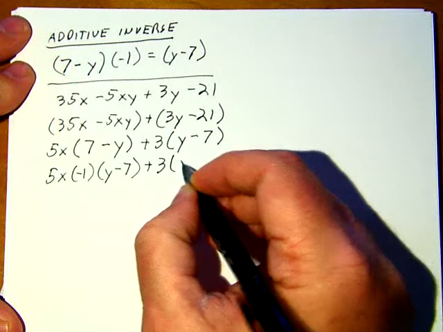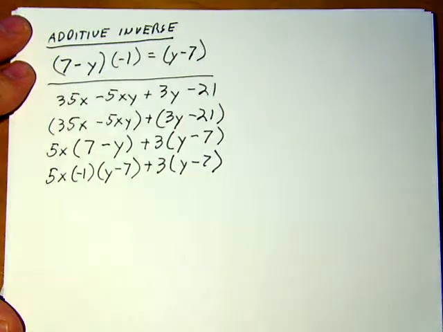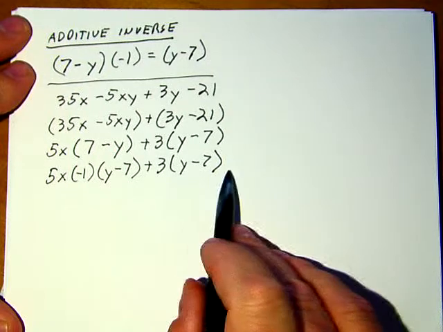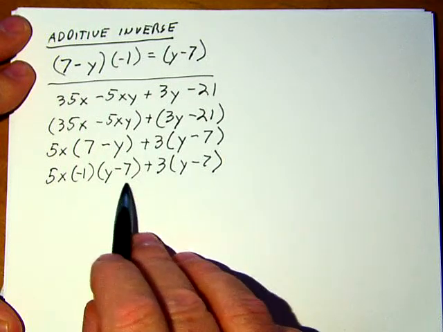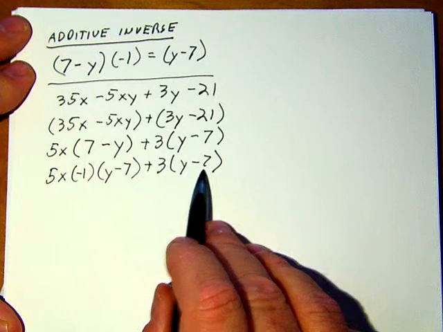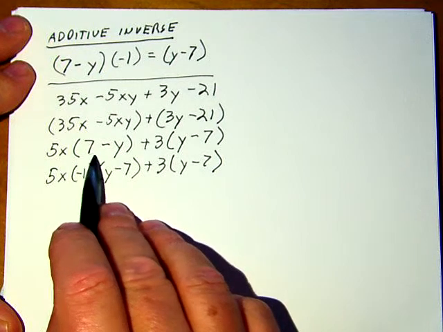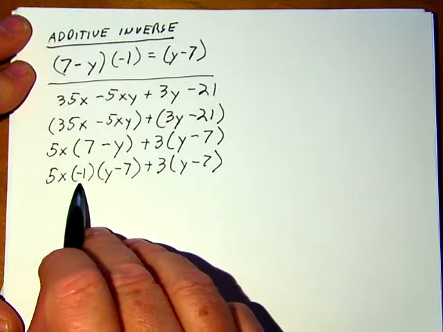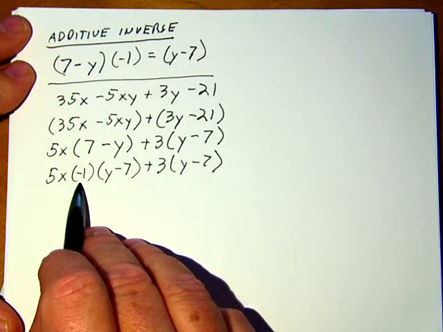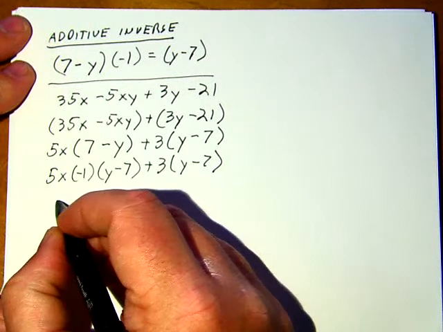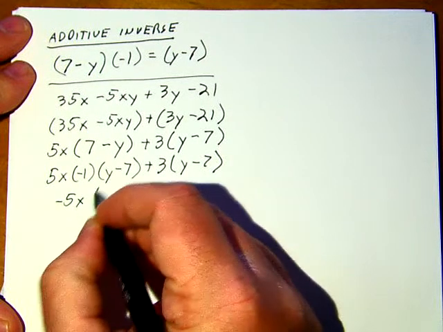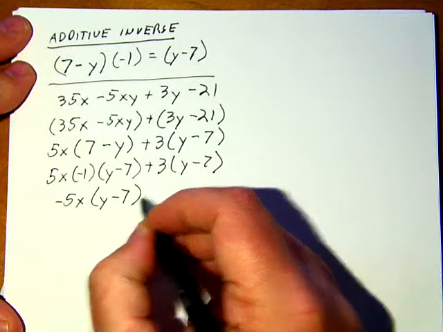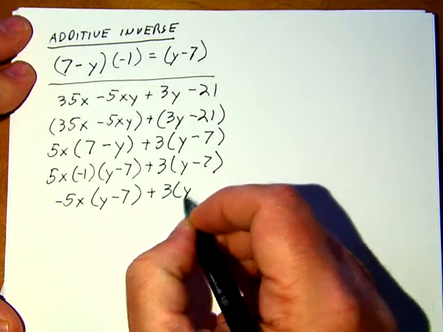And so now I have the exact factoring that I needed, y minus 7 and y minus 7, and I haven't changed the problem. I've just substituted another way of writing 7 minus y. And now I'm going to combine this negative 1 with this 5x. So I get negative 5x times y minus 7 plus 3 times y minus 7.